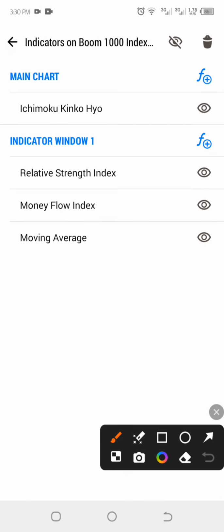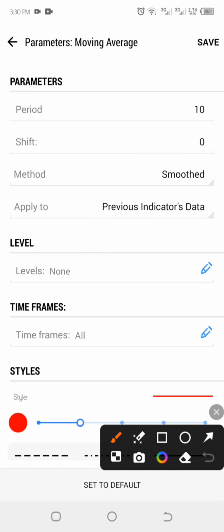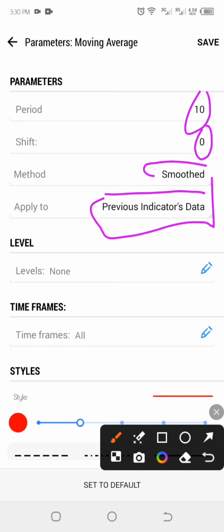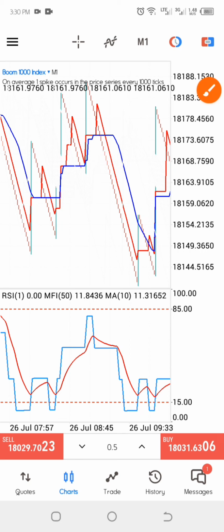Now for the last indicator, which is the moving average, click on this F icon right here, search for moving average and click on it. Now for the moving average, the period is 10, shift is 0, method is smoothed, apply to previous indicator's data. Now style, red color, so click on save, and that is all the settings we are going to be using for this strategy right here.